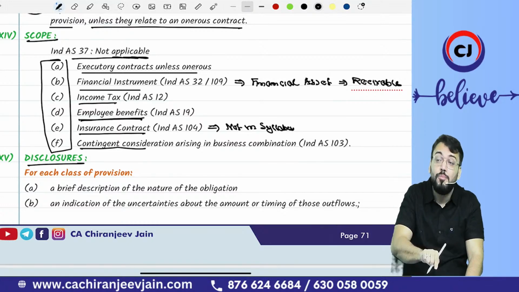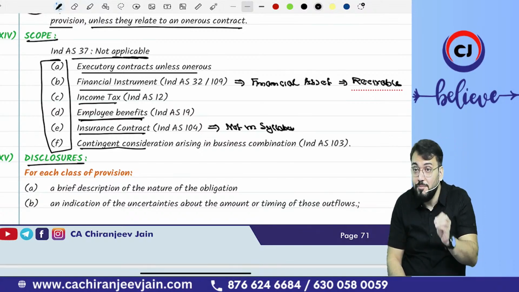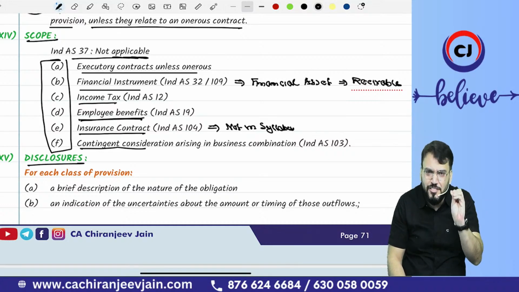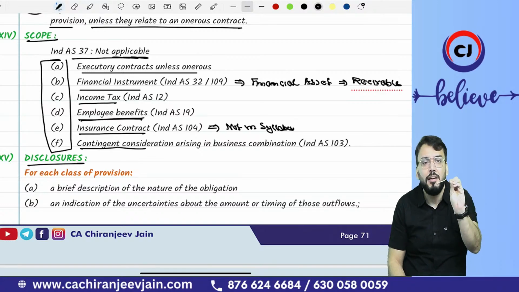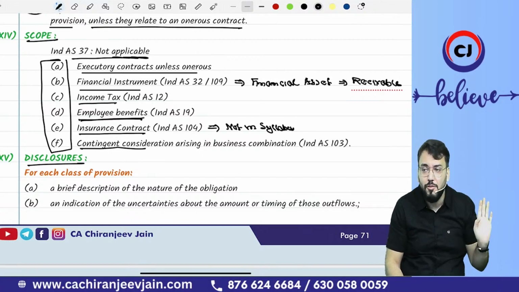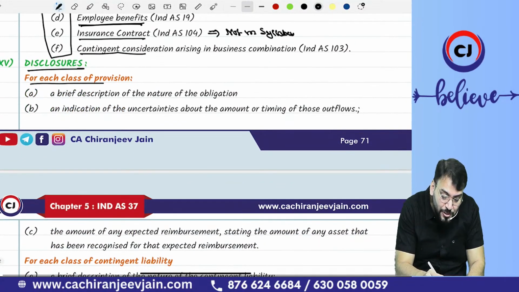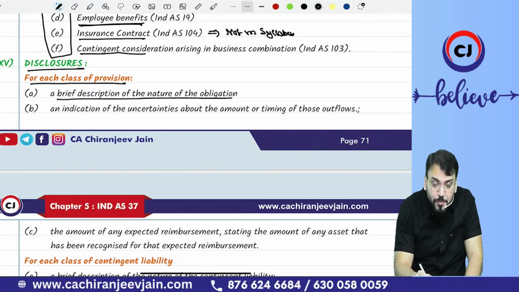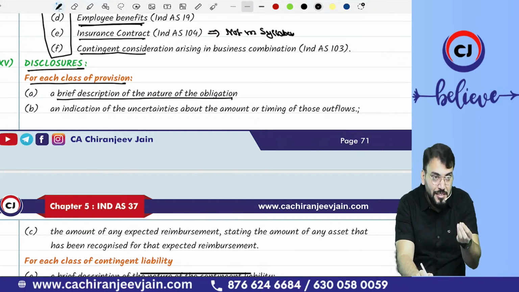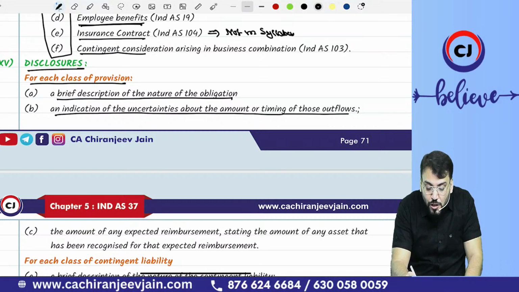Now this scope question becomes important, as an MCQ can be asked from these also. The chances are rare, but it can be asked. Ind AS 37 covers A, B, C, D, all of the above: such a question can come. Correct? Yes, sir. Disclosure for each class of provision: a brief description of the nature of the obligation. Nature of obligation defined.